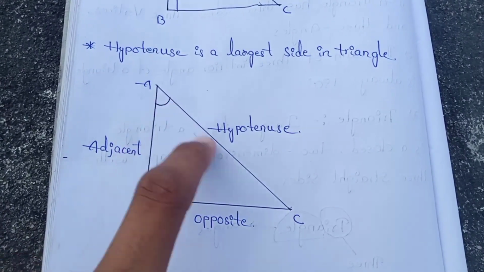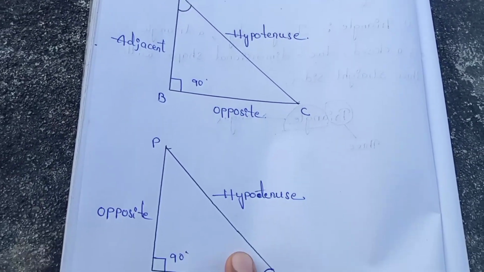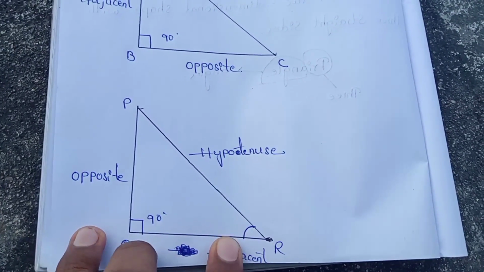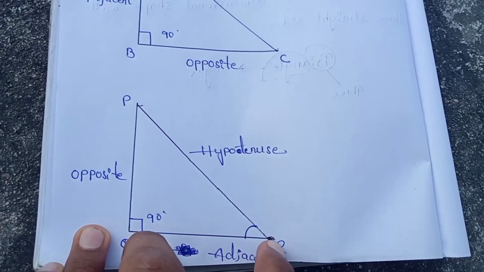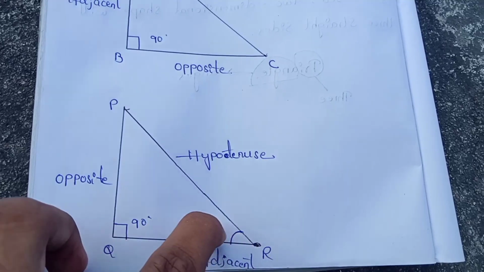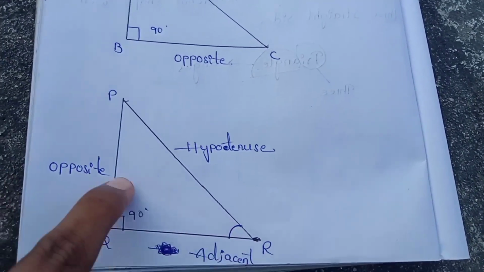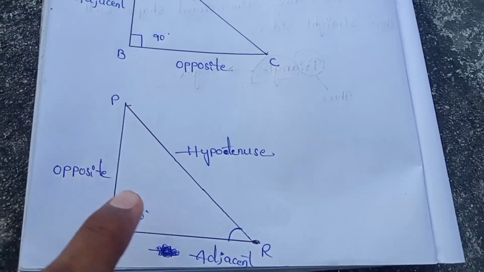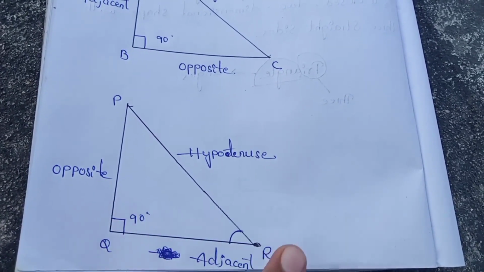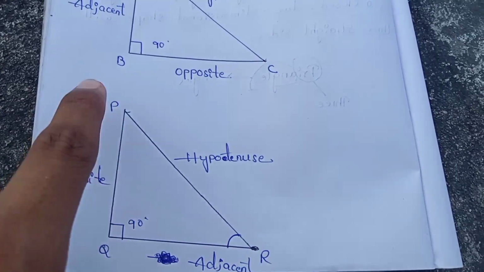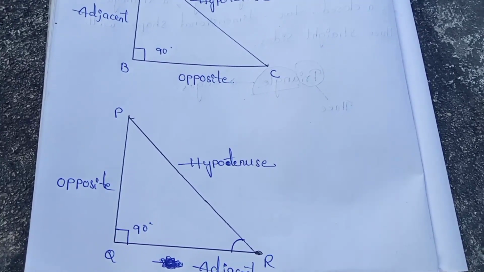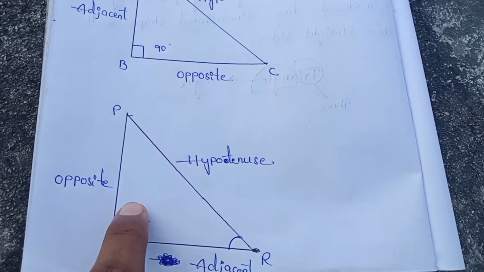Now we will take this one. Pointing out angle R, what is the opposite? Angle R opposite is PQ. Adjacent means the side next to it, which is QR. QR is adjacent. Now what is the hypotenuse? The hypotenuse is the largest side, so PR is the hypotenuse.